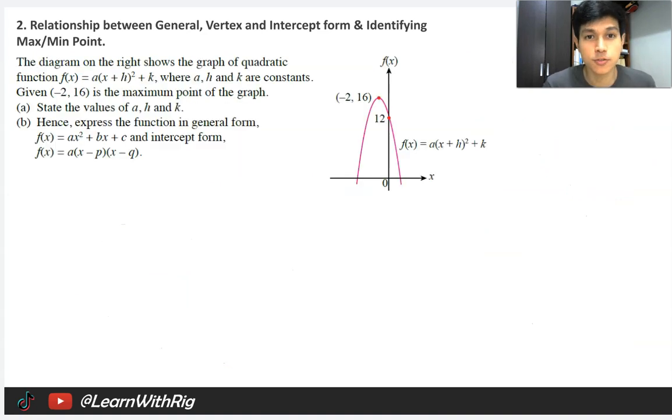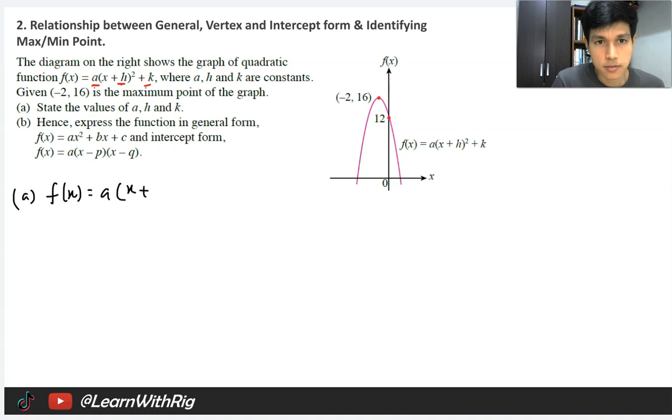The diagram on the right shows the graph of a quadratic function, and given that (negative 2, 16) is the maximum point of the graph, state the value of a, h and k. So now they want you to find the value of a, h and k. Based on this question, they already gave you the maximum point. So let me just copy this down: a(x plus h) squared plus k. So this is the vertex form, correct? Now they want you to find a, h, k. So they gave you the maximum point. The maximum point is (negative 2, 16).